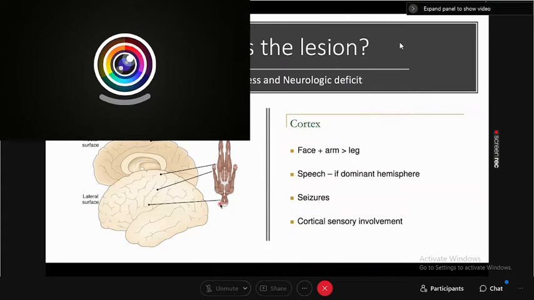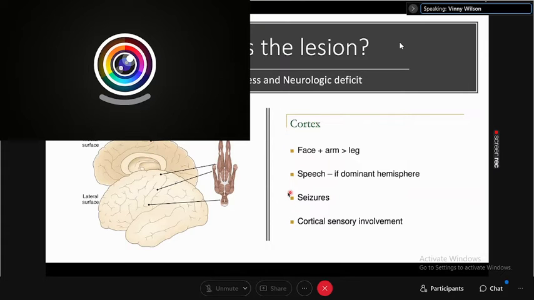So how do we know that the lesion is in the cortex? To understand this, you have to refer back to the motor homunculus. If the lesion is here on the cerebral convexity, then obviously the face and arm would be more involved than the leg, because the leg is on the medial aspect, or the inner aspect, of the cerebral hemisphere.